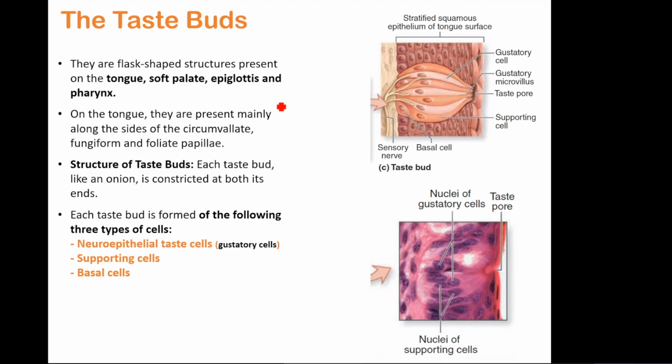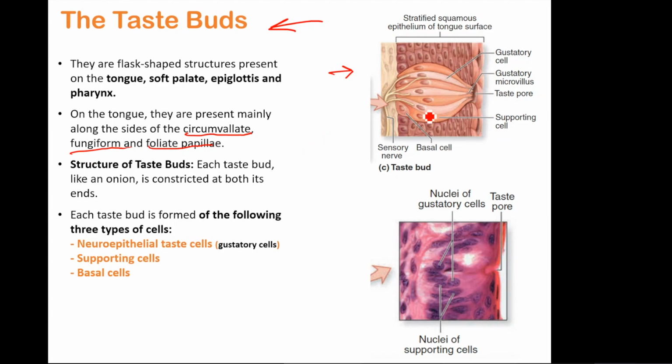So taste buds. What's the taste bud? Guys, look at the taste buds. If you take it and look at it under the microscope, you would see that it is composed of three types of cells. First of all, it exists, of course, in the tongue, in the epiglottis, soft palate, where the taste can be received, in the pharynx as well. They are present in the circumvallate, fungiform and foliate as well, but not in filiform.